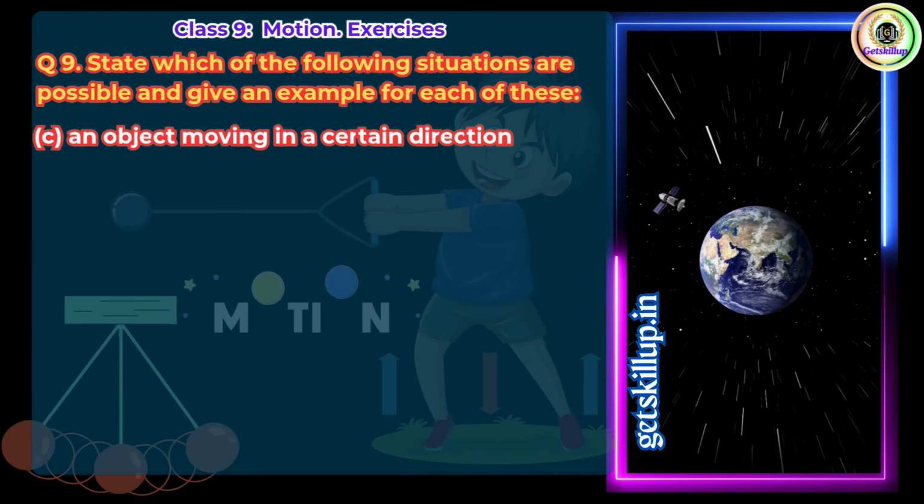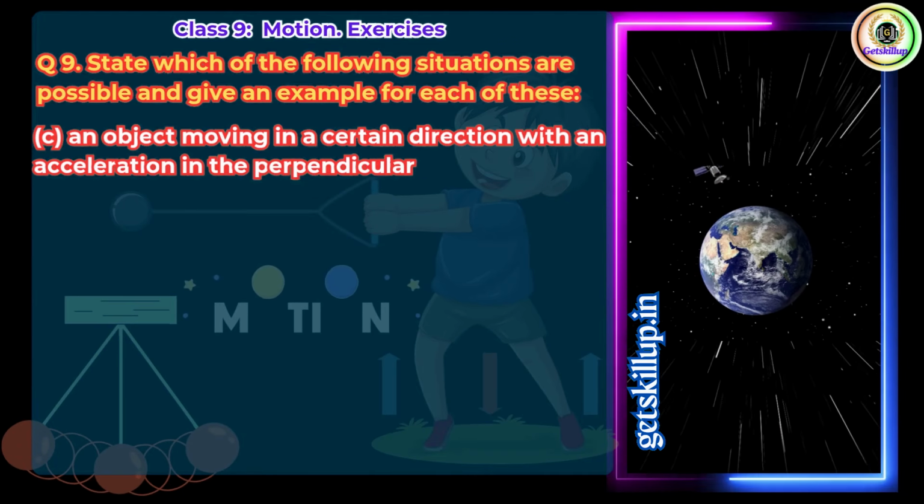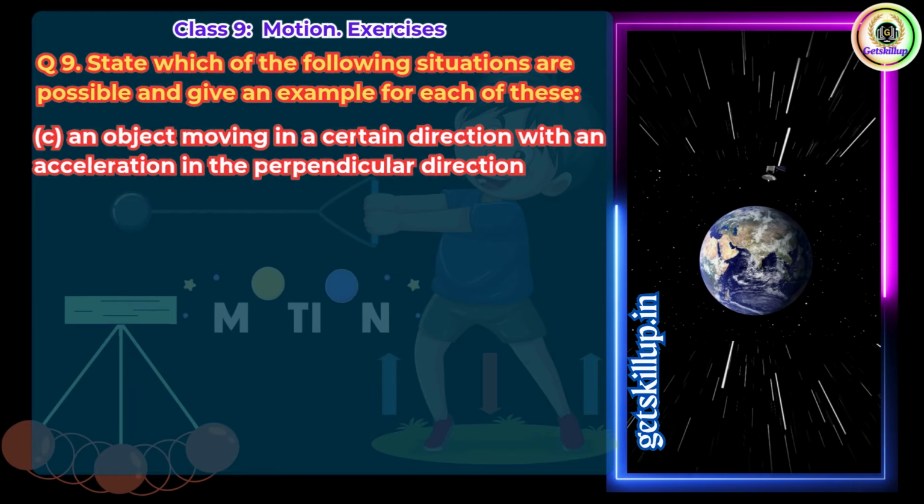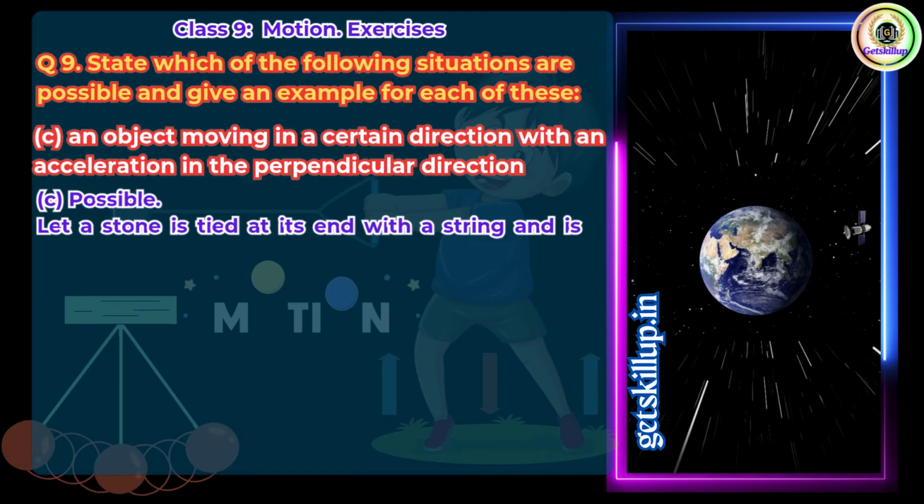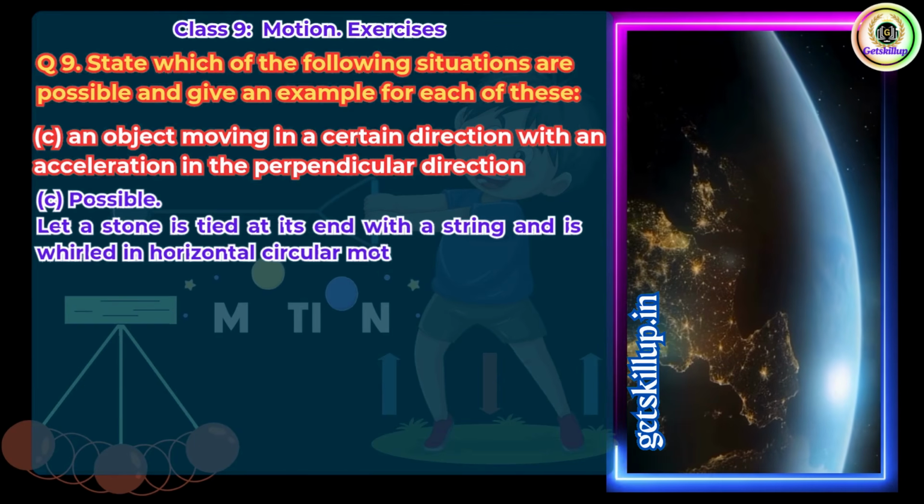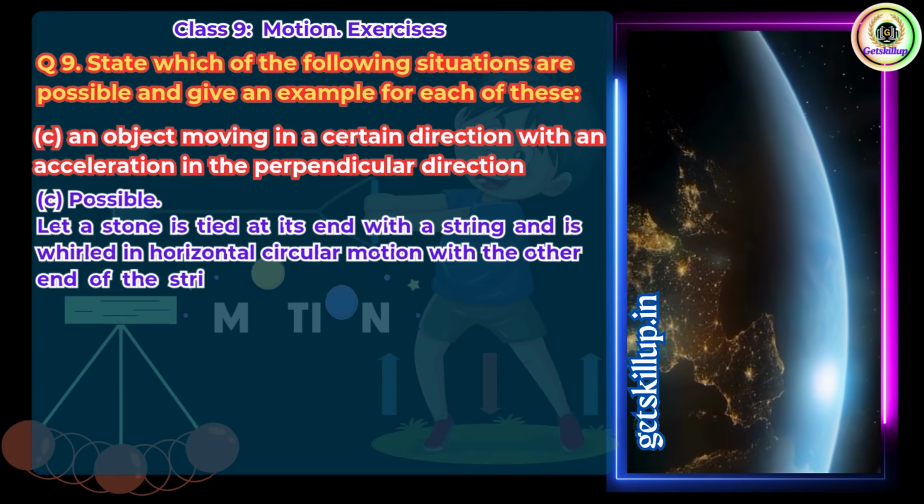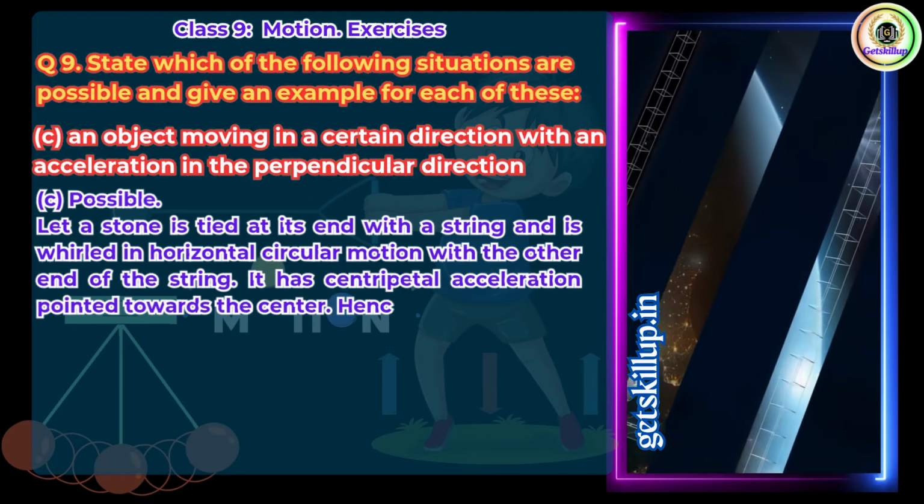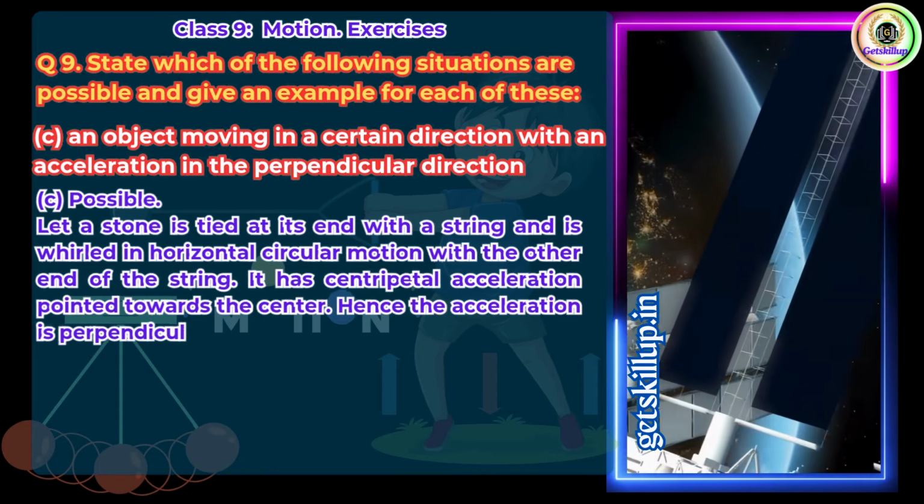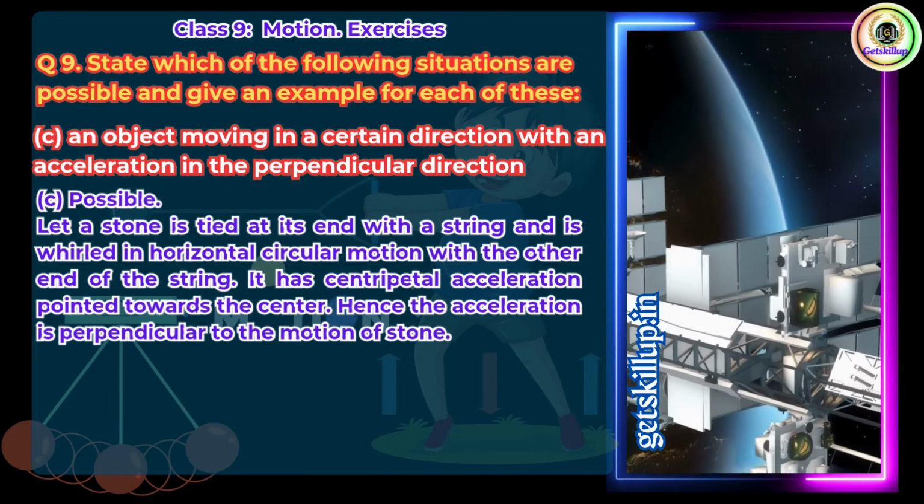C. An object moving in a certain direction with an acceleration in the perpendicular direction. Answer. Possible. Let a stone be tied at one end of a string and whirled in horizontal circular motion with the other end of the string held. It has centripetal acceleration pointed towards the center. Hence, the acceleration is perpendicular to the motion of the stone.